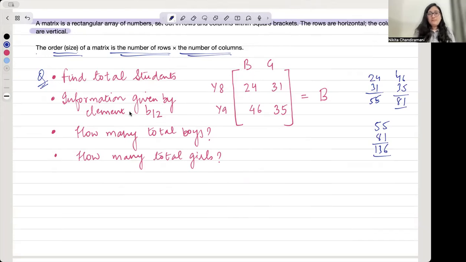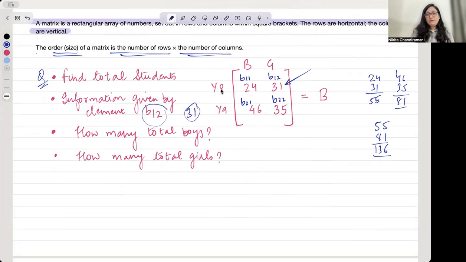Now, information given by element B12. You can try this. This is the B matrix. So first row, first column is B11, this is 24. B12 is 31. B21 is 46 and B22 is 35. So we want B12. That means we want this element. 31 is the element that it wants.